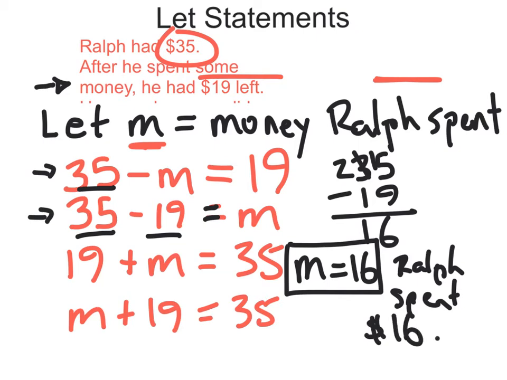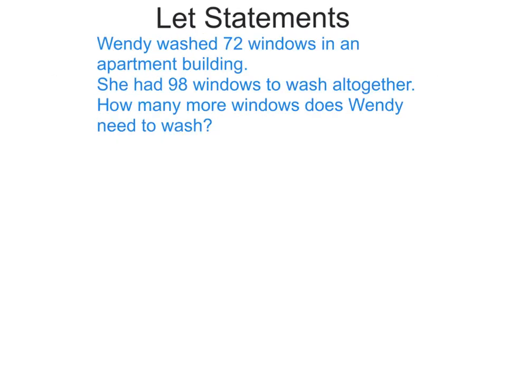Excellent. Let's do another example. Here's a problem to solve. Wendy washed 72 windows in an apartment building. She had 98 windows to wash altogether. How many more windows does Wendy need to wash? So the first thing I'm going to do is look for my question mark. There's my question mark. So this sentence here is my question. How many more windows does Wendy need to wash?